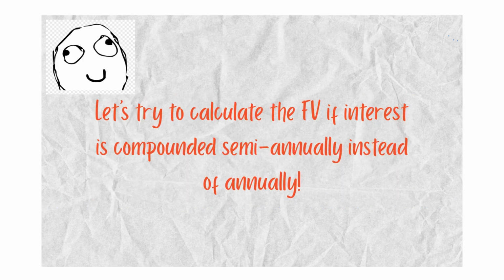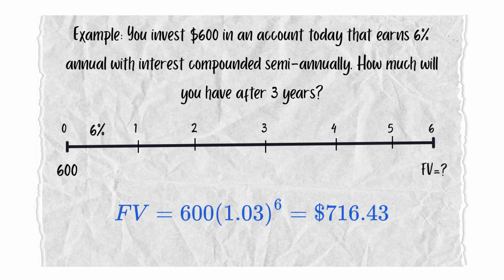What happens if the interest rate is compounded semi-annually? Let's take a look at the next example. For this example, because interest is compounded semi-annually, which means interest is compounded twice a year instead of once a year, the number of periods is 6. So the present value is 600, interest is 1.03, and number of periods is 6.